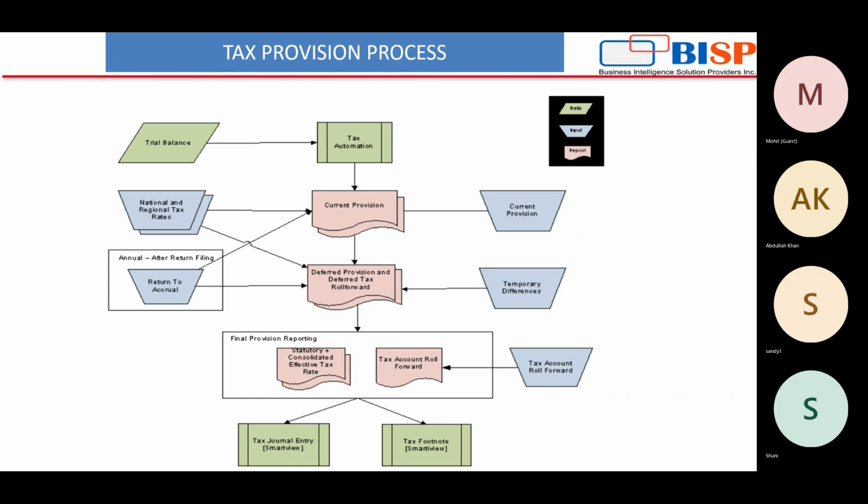Then once this current provision has been calculated as well as the deferred provision, we will be able to generate the various reports or the final provision reporting, namely the statutory reporting, the consolidated effective tax reporting, and the tax account roll forward as well. And from there, the application will directly create a tax journal entry in the legal entity data, and we'll be able to view the footnotes and the disclosures as well.